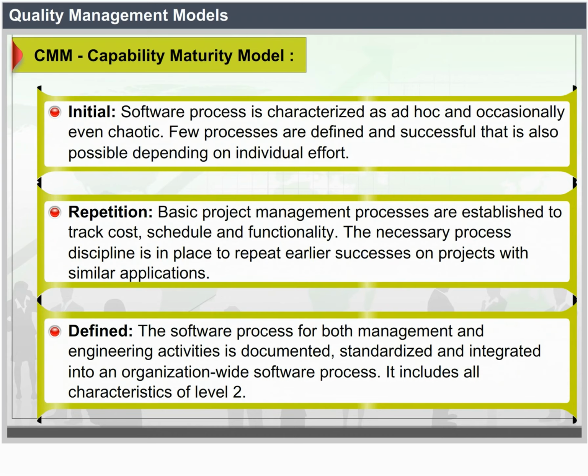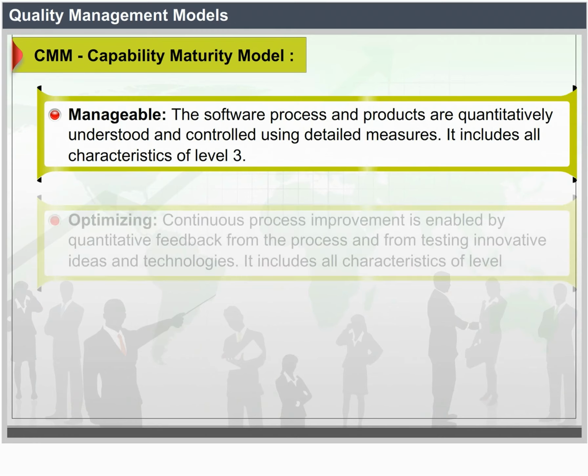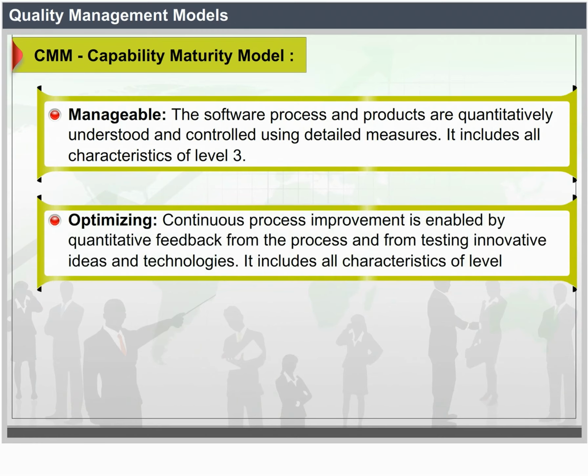Managed. The software process and products are quantitatively understood and controlled using detailed measures. It includes all characteristics of Level 3. Optimizing. Continuous process improvement is enabled by quantitative feedback from the process and from testing innovative ideas and technologies. It includes all characteristics of Level 4.